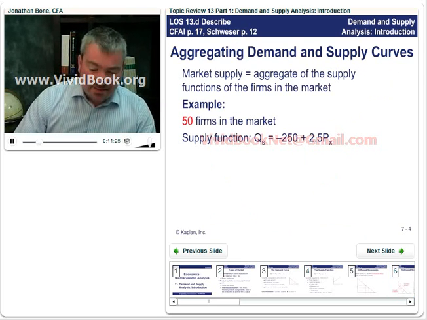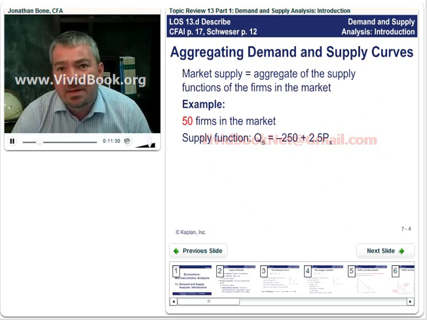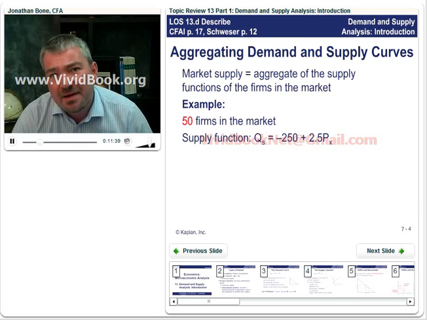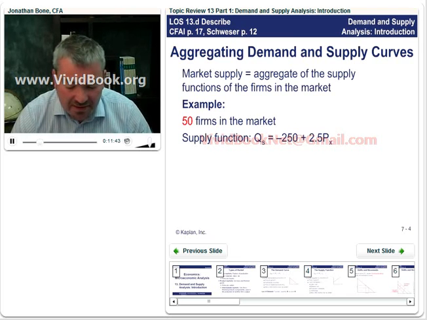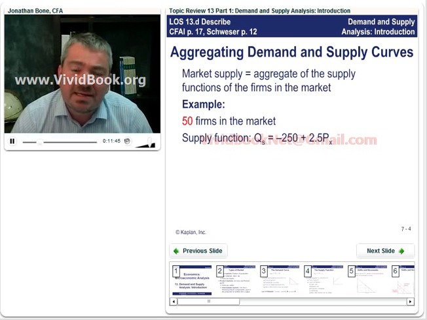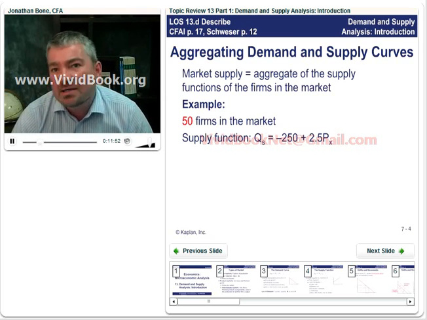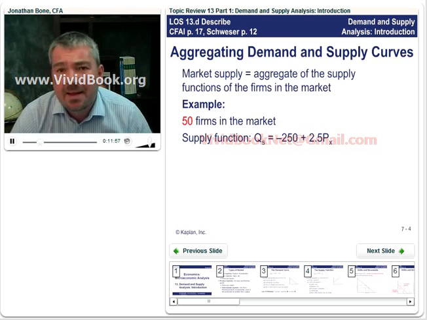Now, the next reading is really rather straightforward. It asks us, what is the process of aggregating demand and supply curves? Now, actually, we've been looking at demand and supply functions, first of all, so what we then need to do is just take our process one step further to look at demand and supply curves. Now, first of all, in our demand and supply function, we can see there that we've got a supply function. The quantity supplied equals 250 plus 2.5 px. So we've only got one factor in this model, and that's the price.